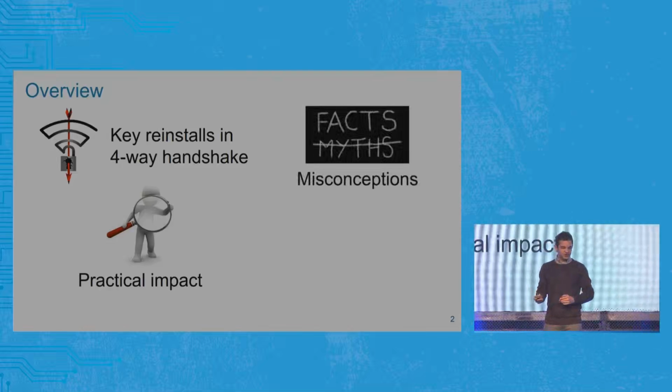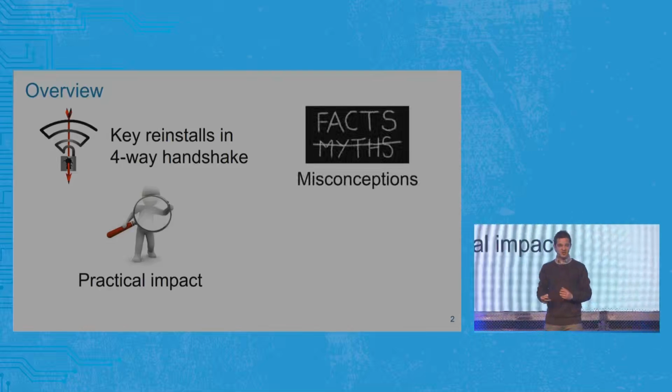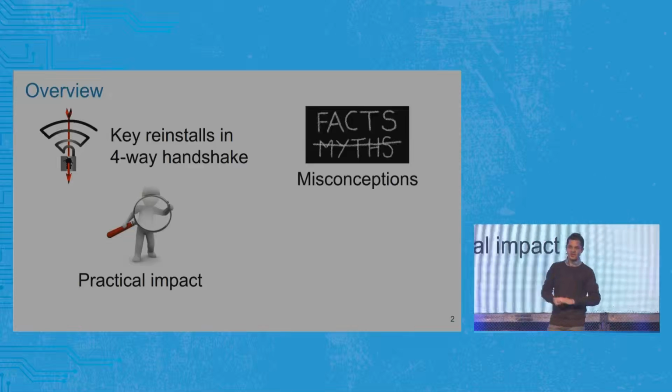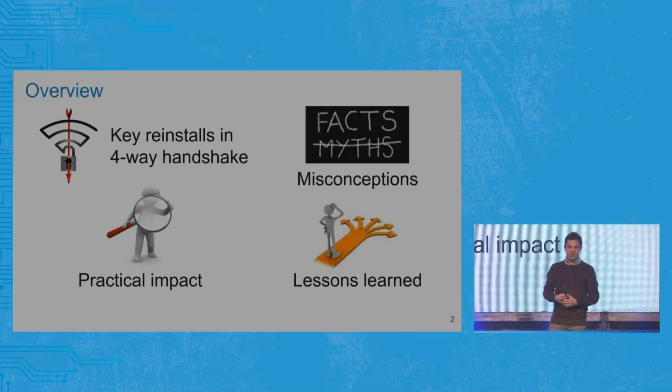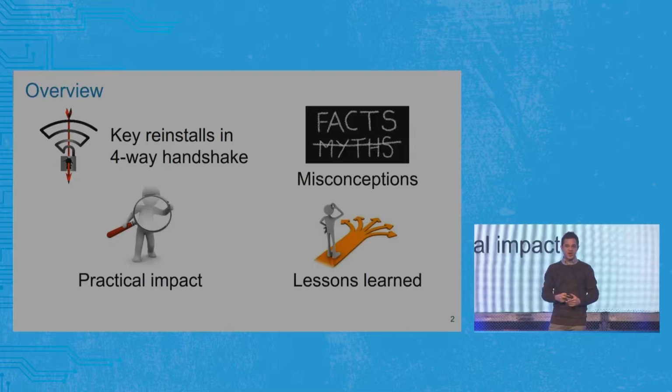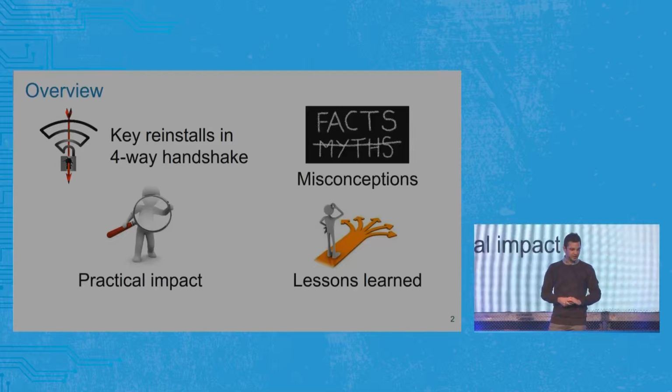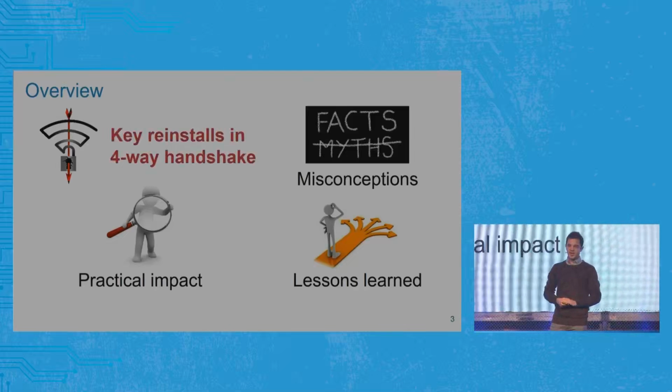Then I'm also going to discuss a few misconceptions, because I've seen quite a lot of them floating around on the internet. And finally, I'm going to discuss a few lessons that we can learn from this research, and also in particular about how to coordinate the vulnerability disclosure in a case like this. So let's get started with explaining the attack against the four-way handshake.